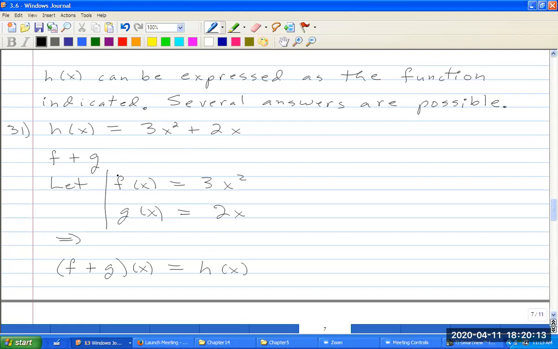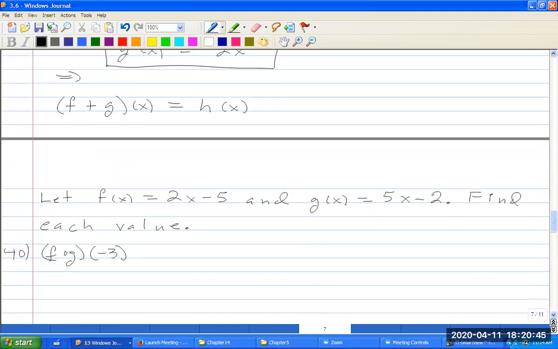So this is one possible answer for f and g. I could have said 3x squared minus 1 and 2x plus 1. Then when you added them, the ones would have canceled. So there's actually an infinite number of answers, but this is probably the typical answer that most people would think of.